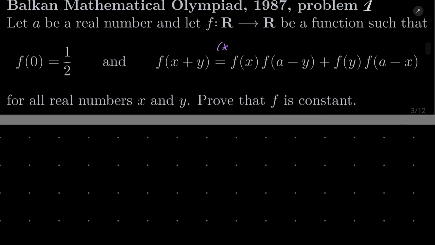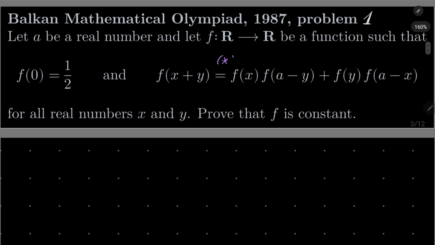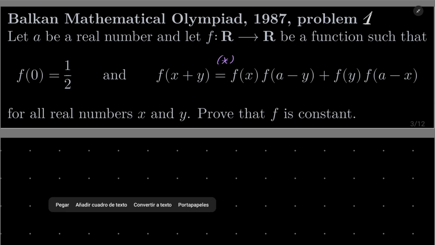Hello friends, in this video I'd like to solve the following problem from the Balkan Mathematical Olympiad 1987, problem number 1. Let a be a real number and let f be a function such that f of 0 is 1/2 and f of x plus y equals f of x, f of a minus y plus f of y, f of a minus x for all real numbers x and y. We wish to prove that our function is constant. So it's a fairly nice problem, I'd say.